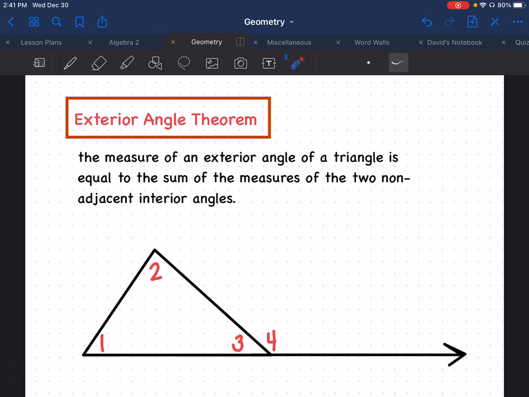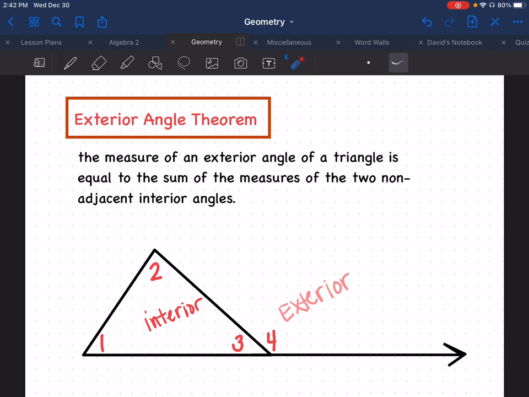And this says that the measure of an exterior angle of a triangle is equal to the sum of the measures of the two non-adjacent interior angles. Okay, let's go ahead and start with what's exterior and what's interior. Well, angle 4 out here would be considered exterior because it is outside of the triangle, which means all of these angles inside, 1, 2, and 3, would be considered interior. That's the first thing that you need to understand. What am I talking about when I'm talking about exterior versus interior?